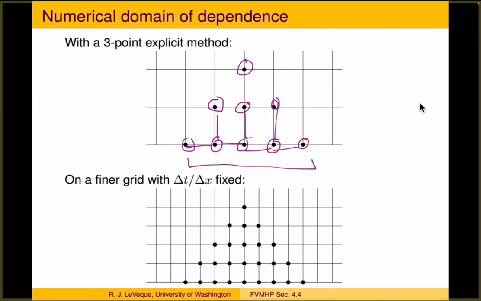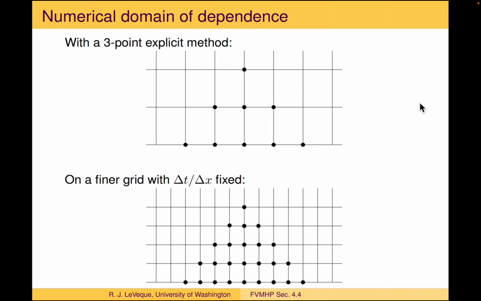And then if we refine the grid, if we refine both delta t and delta x at the same rate, cut them both in half, for example, then if we're still using the same 3-point method, now this point depends on these 3, but those depend on these 5, which depend on these 7, which depend on these 9. And so there are more points of the initial data that are required for the approximation here. But they're sort of filling out the same set of points. They're just a denser mesh on that set of points.